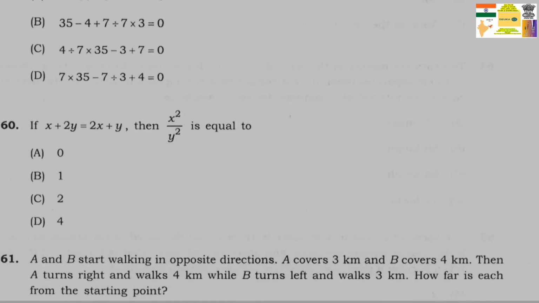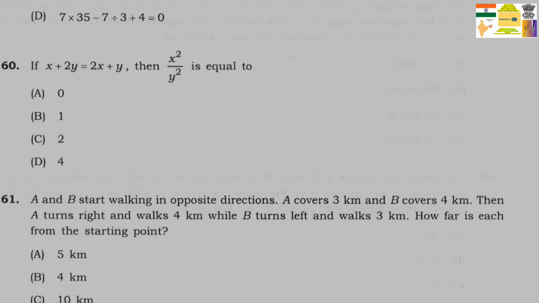Question number 60. If x plus 2y is equal to 2x plus y, then x square divided by y square is equal to, option number A, this is 0, B 1, C 2, and option number D is 4. Answer is option number B, that is 1.